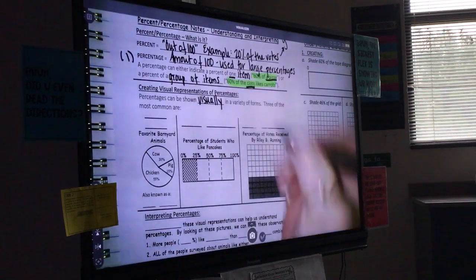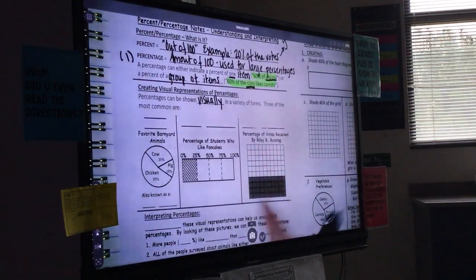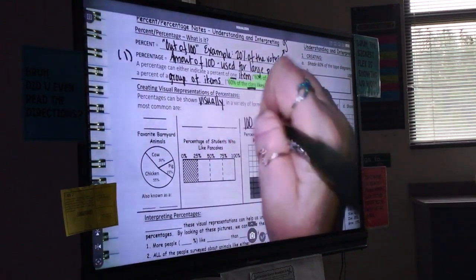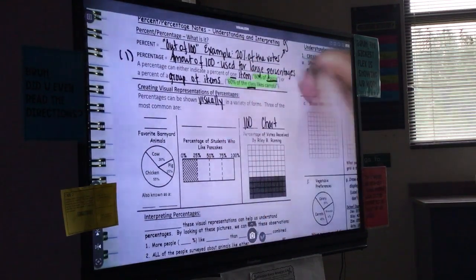All right. Anybody know what this is actually called? This one right here. Gabe? Well, we're gonna make it really easy because percents are out of what? So we're gonna name it out of that 100. Alex? A 100 chart. Yes. So hundreds chart or hundreds grid, whichever one you want to call it.